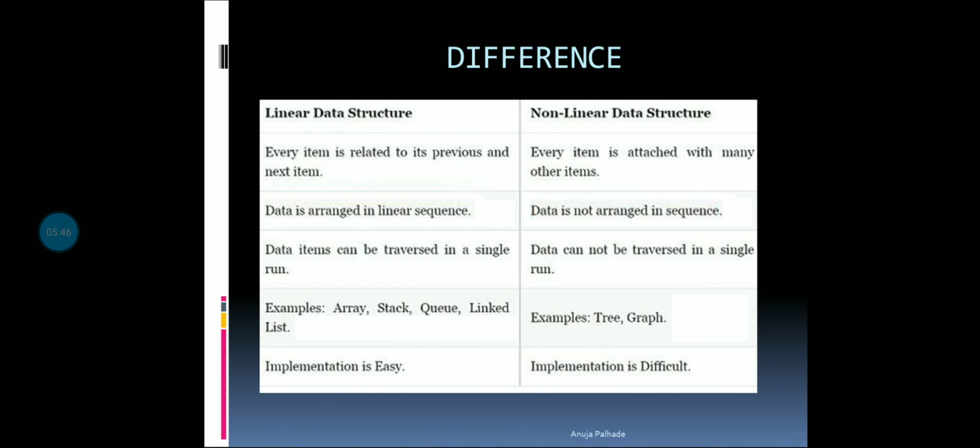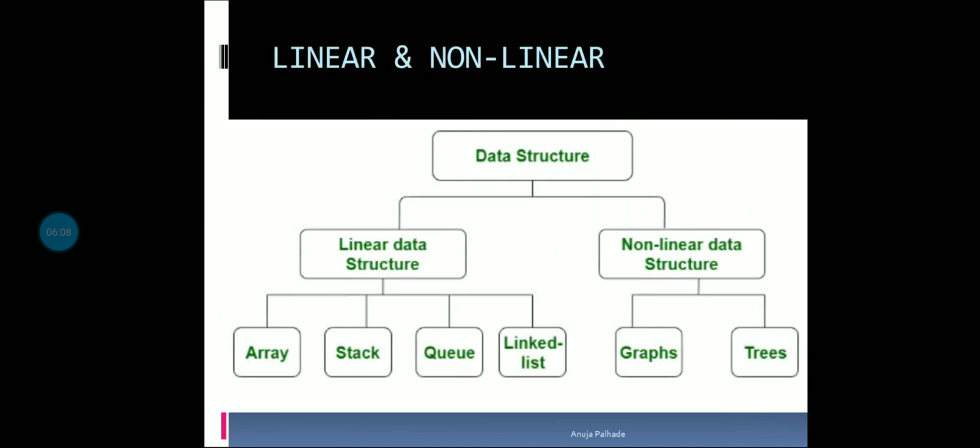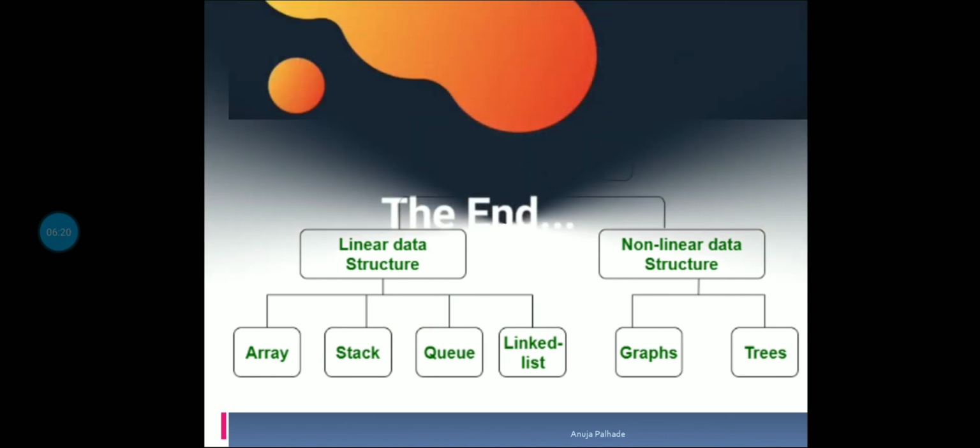The examples of linear data structures are array, stack, queue, linked list, whereas the examples of non-linear data structures are tree and graph. Last but not least, very important, the implementation of linear data structures is usually very easy, whereas the implementation of non-linear data structures is somewhat difficult compared to linear data structures. So these are the examples I just told you: array, stack, queue, linked list, whereas the examples of non-linear data structures are graphs and trees.